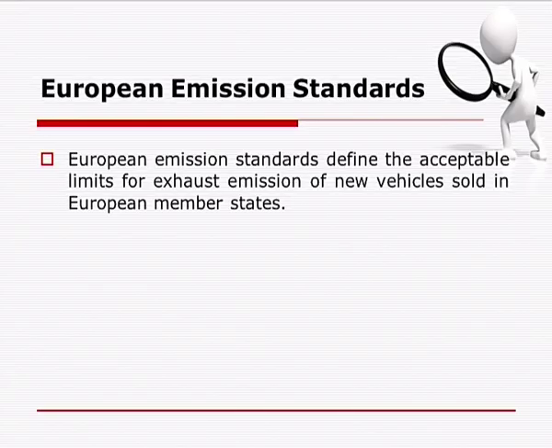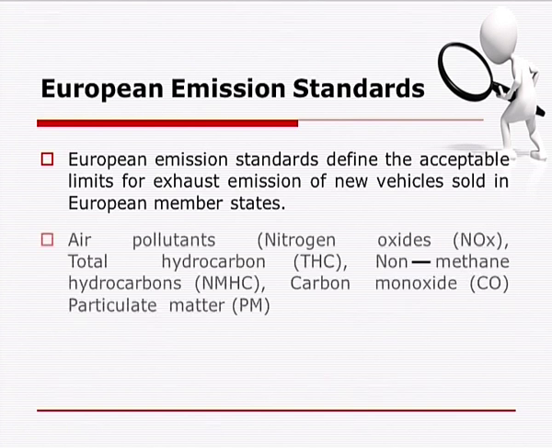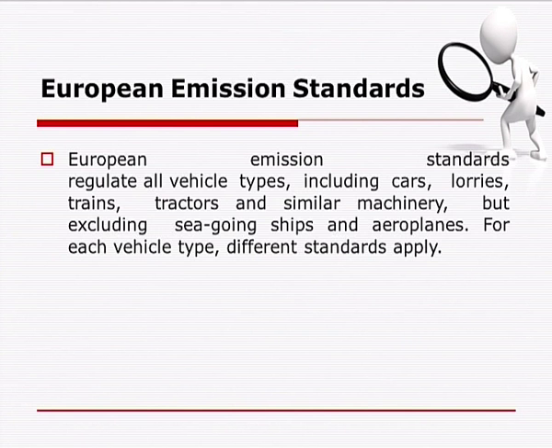What is the European emission standard? Let us discuss this. European emission standards define the acceptable limits for exhaust emissions of new vehicles sold in European member states. They cover air pollutants like NOx, oxides of nitrogen, total hydrocarbons, THC, which is very toxic, non-methane hydrocarbons, carbon monoxide and particulate matter. European emission standards regulate all vehicles. It means they regulate cars, lorries, trains, tractors and similar machinery, but exclude sea-going ships and aeroplanes. For each vehicle, they have different types of standards.